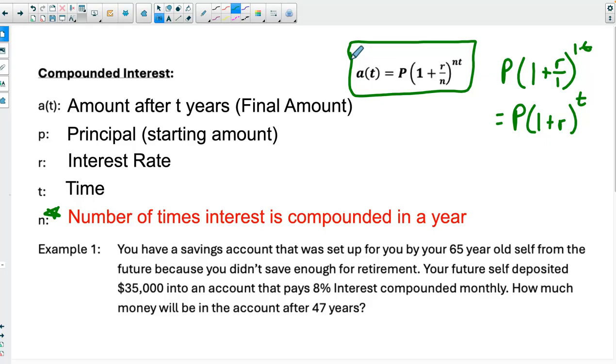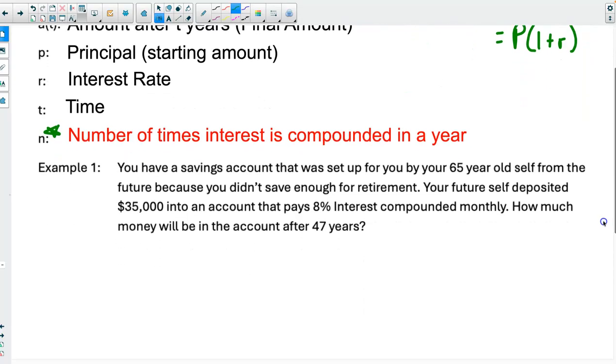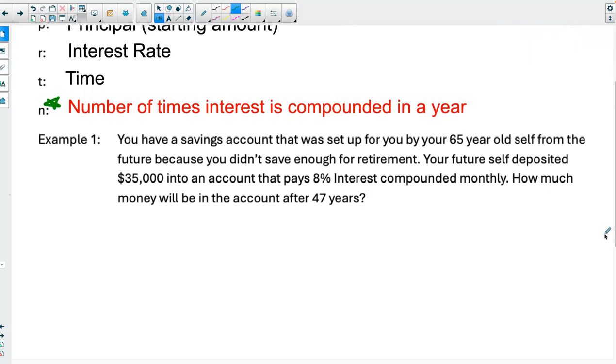You're going to be given these formulas, but when in doubt, choose this formula and just plug in the pieces you need to know. Now, we got some information here. It looks like we got a savings account that was set up for us by our 65-year-old self from the future, because we did travel to the future and came back and made sure everything worked out. And that account starts with $35,000 in it.